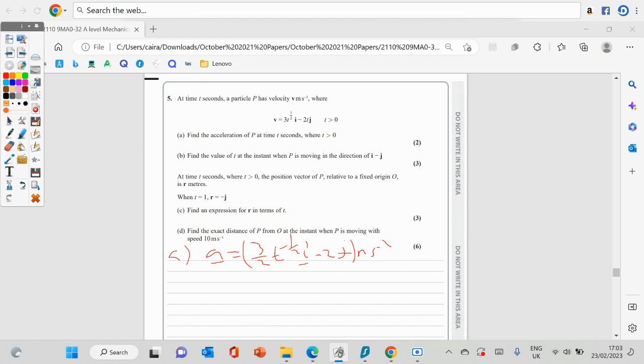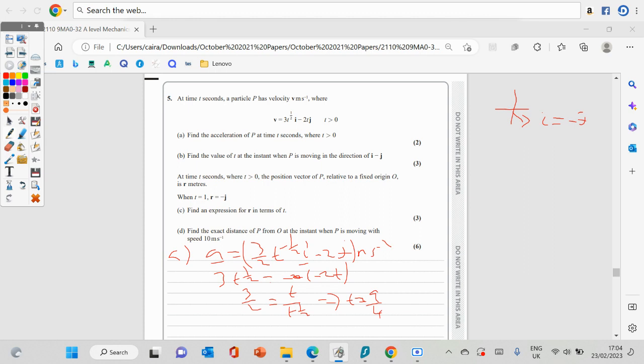Part B, find the value of t at the instant when P is moving in the direction i minus j. Well, if you think about your coordinate plane, i minus j is over here, so it's southeast, i.e. we know that i has got to be minus j. Using that fact then, we've got 3t to the half is minus 2t. Not minus 2, minus 2t rather. So 3/2 is t divided by t to the half, giving you t is 9/4 seconds.